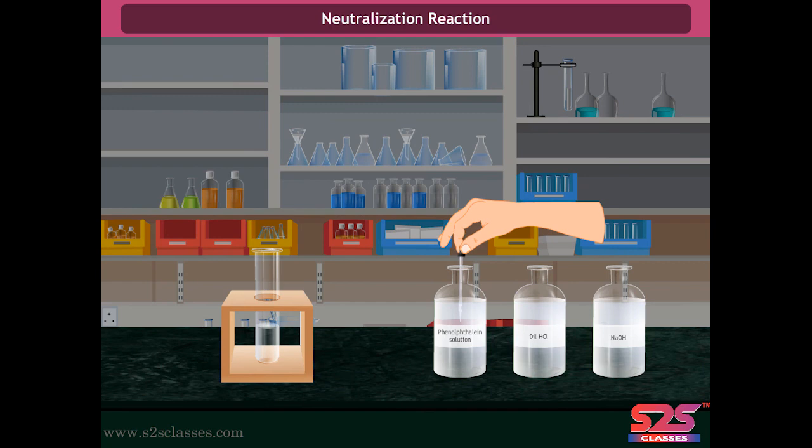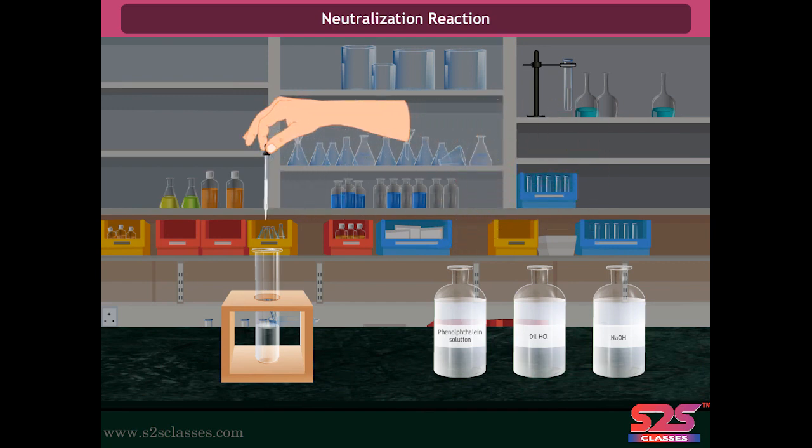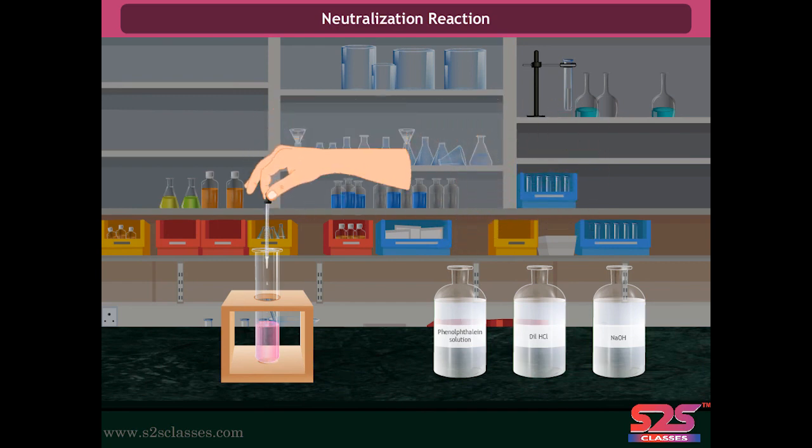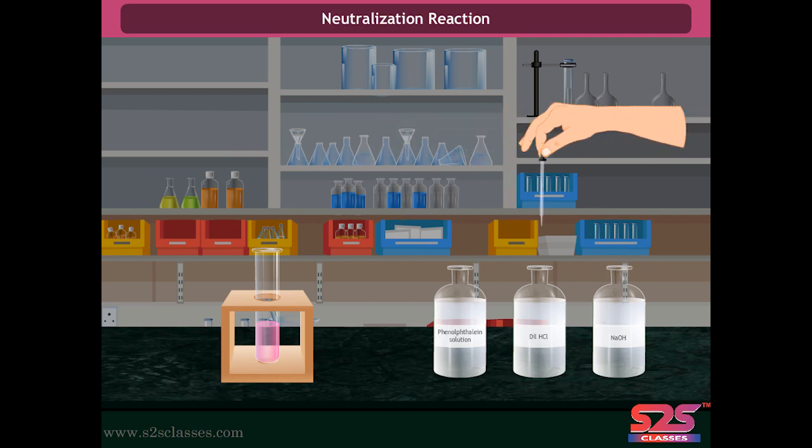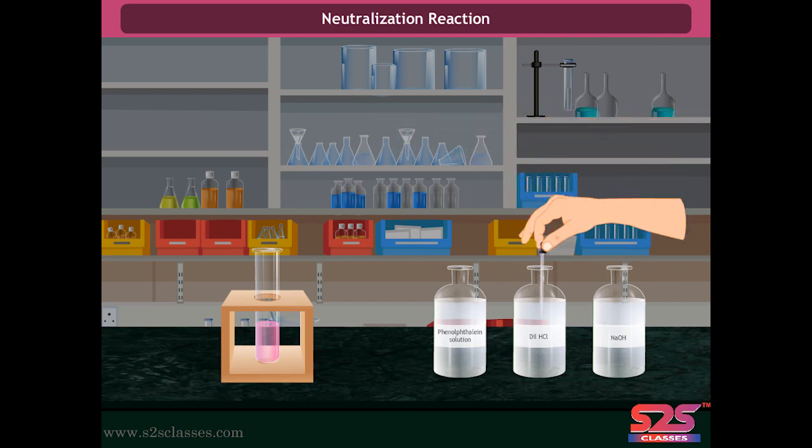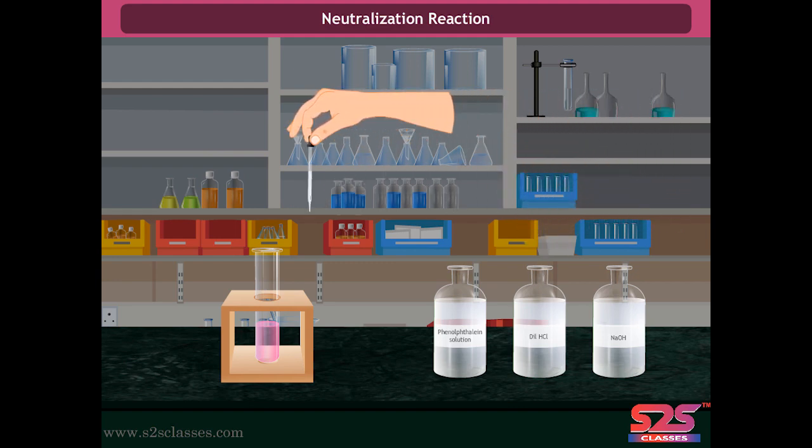Neutralization reaction. Take about 2 milliliter of dilute NaOH solution in a test tube and add 2 drops of phenolphthalein solution. Observe the color of the solution. It turns pink. Now add dilute HCl solution drop by drop to the solution till its color disappears.